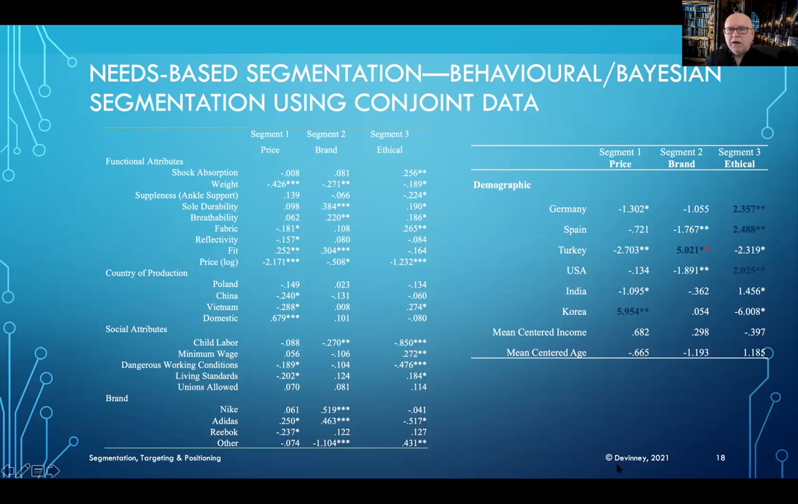Is there some way I can compensate for that? Yeah, maybe not. But I could also tell you that if I looked at that and said, well, I'm as Adidas, I'm hurt by the ethical segmentation. What it means is I'm more likely to be hurt in Germany, more likely to be hurt in Spain, more likely to be hurt in the United States.